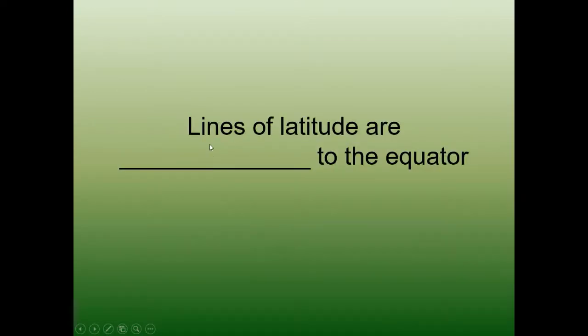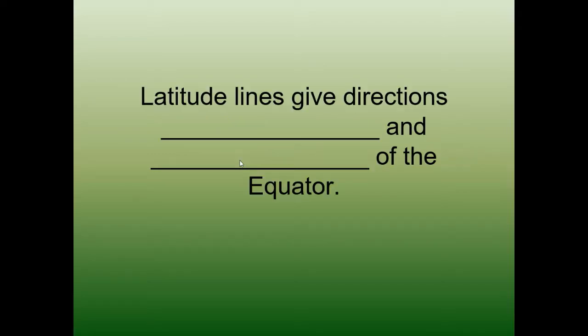We're not going to use whiteboards for this one because you're at home, so you're just going to say the answers out loud. Lines of latitude are what to the equator? They're above, they're below, they are parallel to the equator. And so latitude, even though the lines themselves are running east and west, left to right, they give direction blank and blank of the equator.